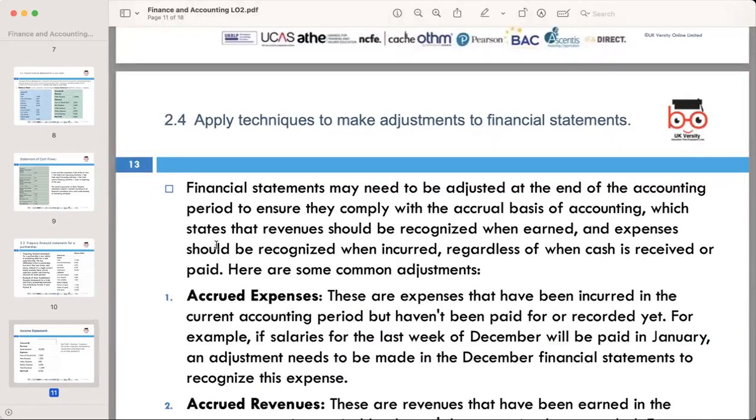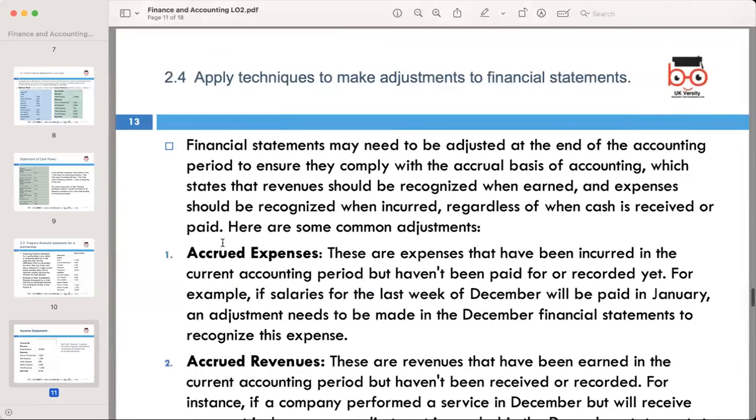Here we will talk about how to make adjustments to financial statements to ensure they comply with the accrual basis of accounting.